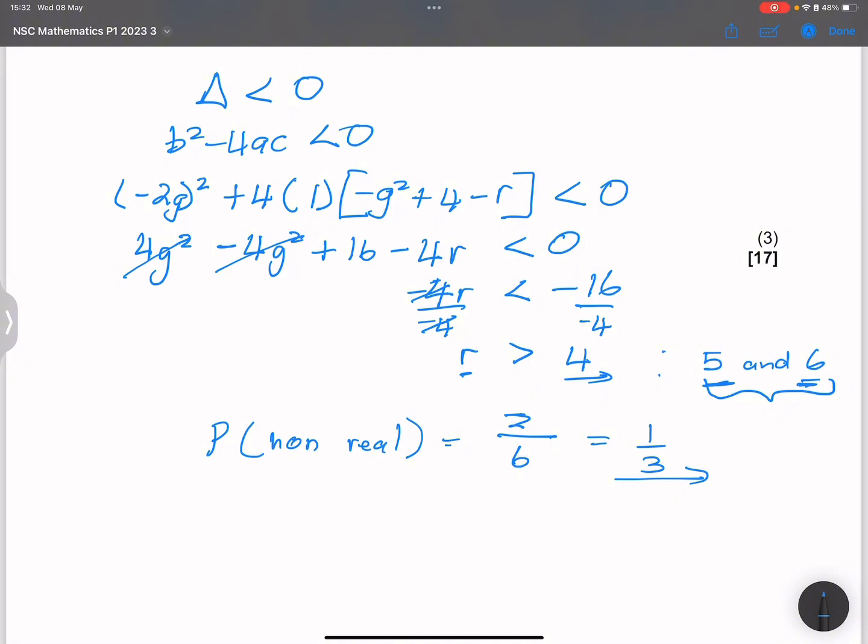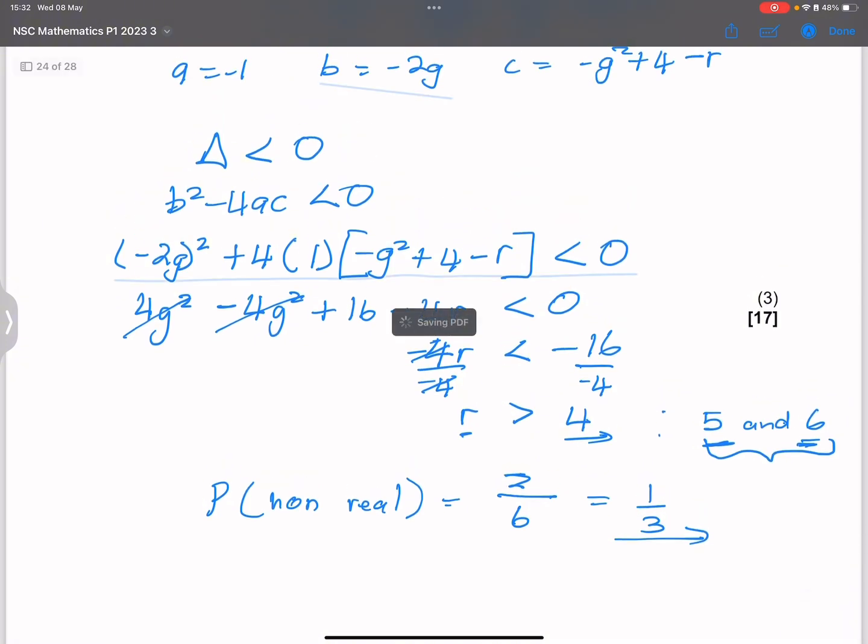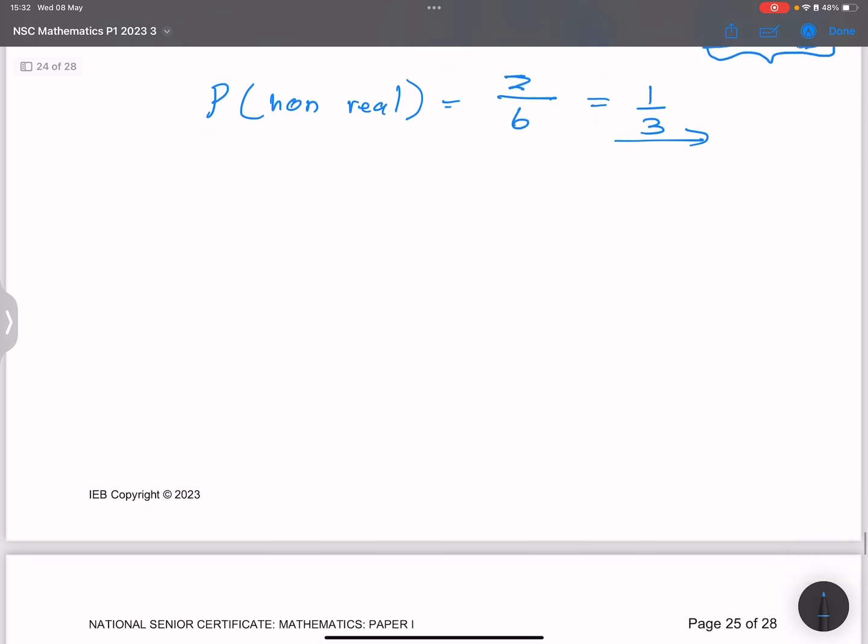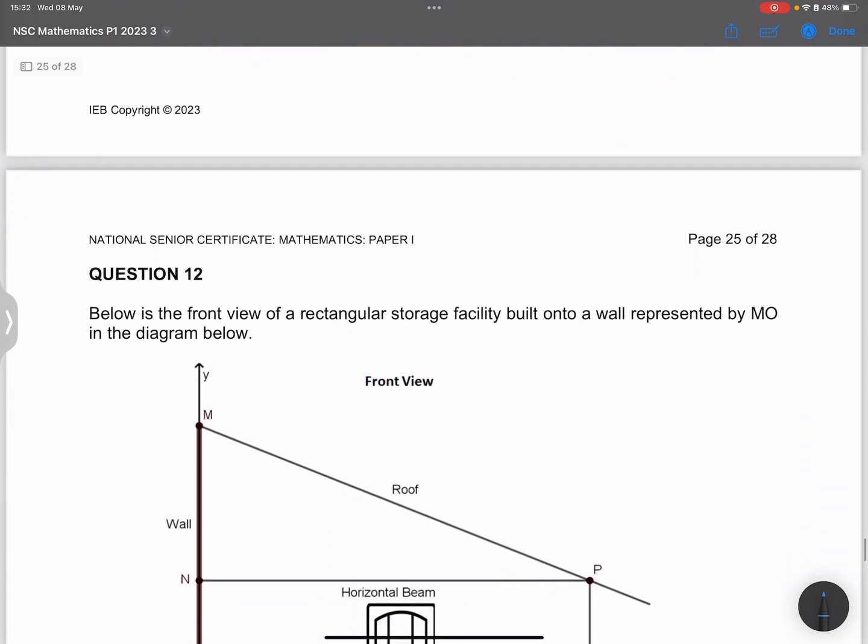And essentially, this question, I really sat for a while with it, just trying to figure it out. And now we're going to go into question 12.